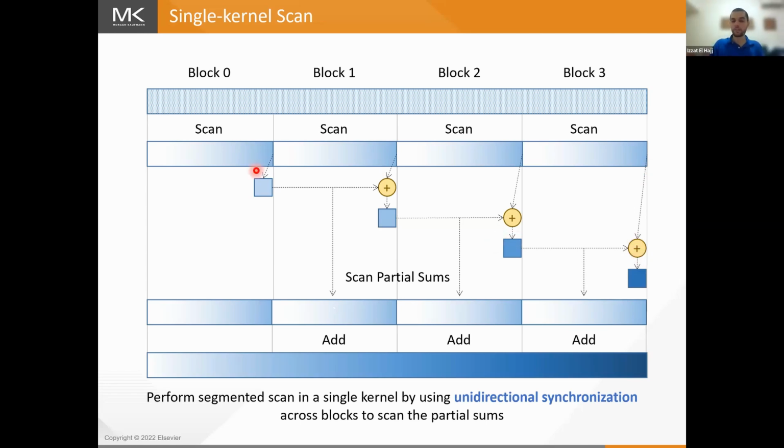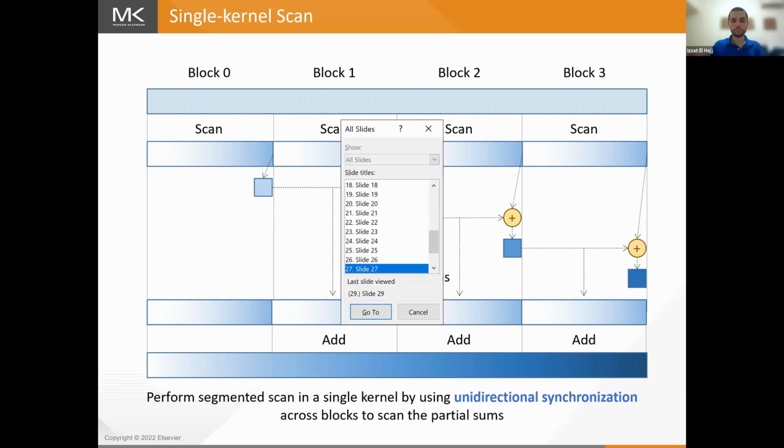And what I've described here is single look back, but decoupled look back is this idea that we look back multiple blocks until we reach a block that has actually finished its scan, and then we stop there. So we look back gradually, depending on what we find. That's the idea of decoupled.